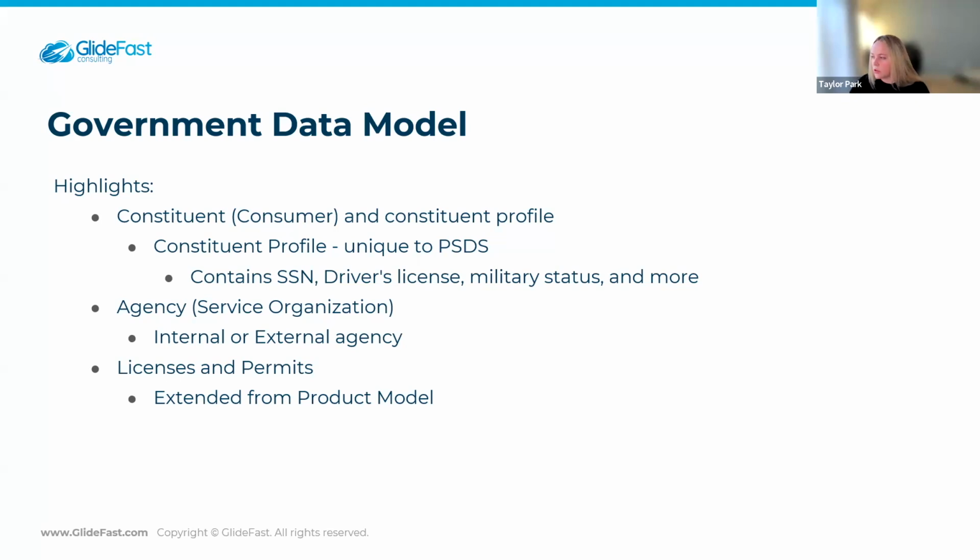Again, this can be internal or external agencies. So you might have a State Department of Child Services or Child Support. That could be an agency, as well as the licenses and permits table, which are extended from the product model.